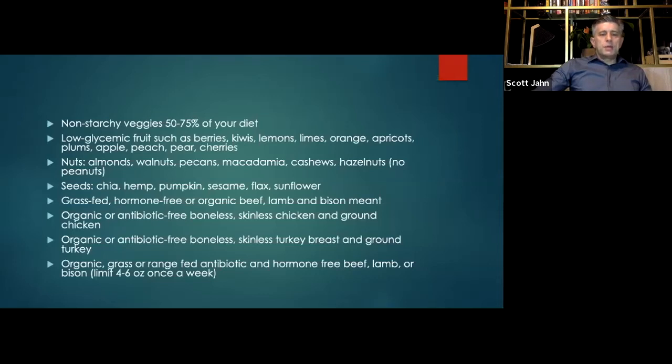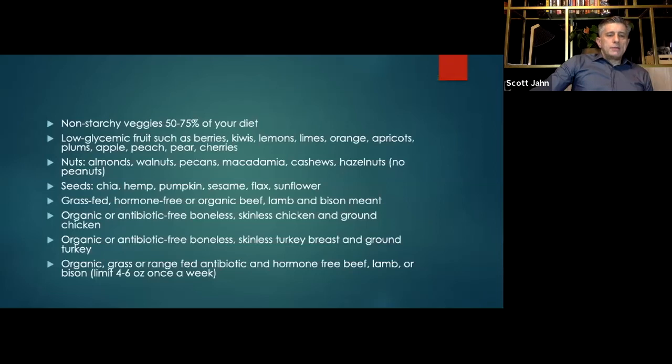So I go back and forth with nuts. Some nuts can be a little abrasive on the intestines, but they have a lot of benefits with good oils and whatnot. Seeds like chia, hemp, pumpkin, sesame, flax, and sunflower. Actually, we're going to see in a little bit how pumpkin seeds are one of the things we're going to use to help kill parasites.